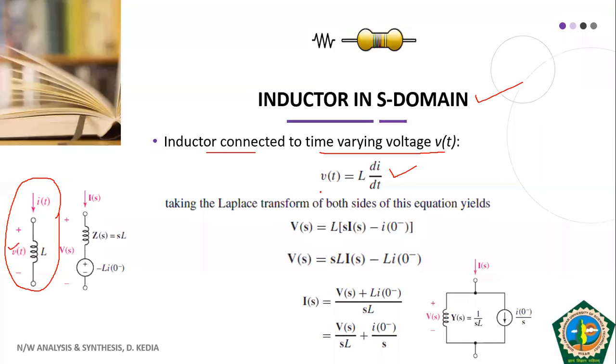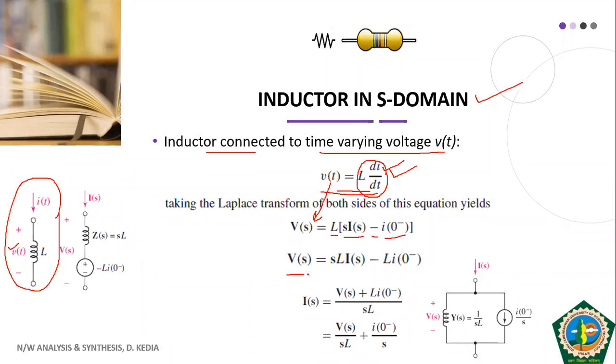Fine. If we take Laplace transform on both sides, v(t) will become V(s). This is L di by dt. L is a constant, it will remain outside. This is di by dt, that is differentiation in time. You know the property of differentiation in time, it will give us sI(s) minus initial condition, that is i(0 minus), which will be equal to i(0 plus) also. So what do we get?